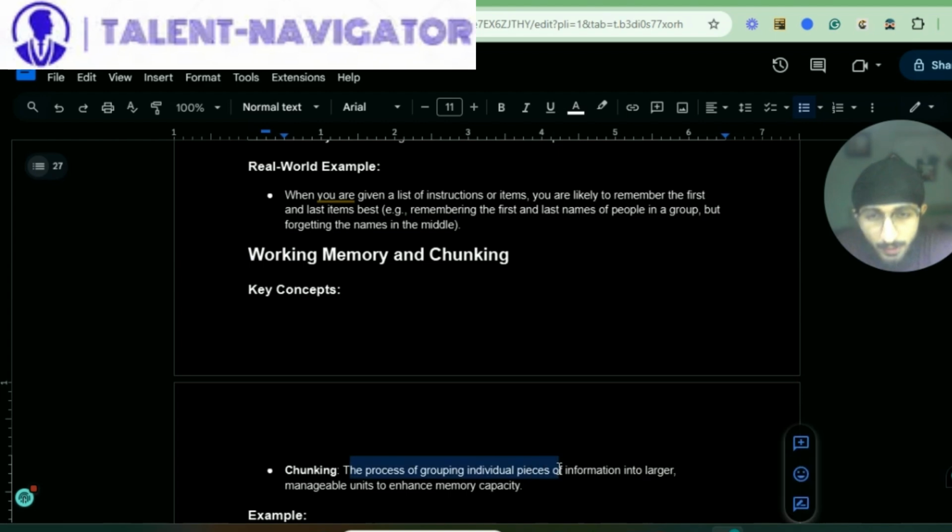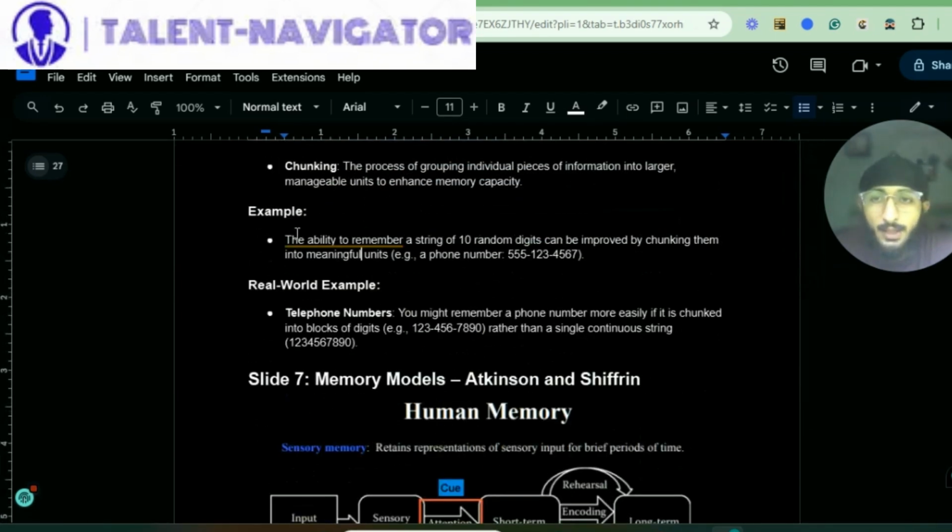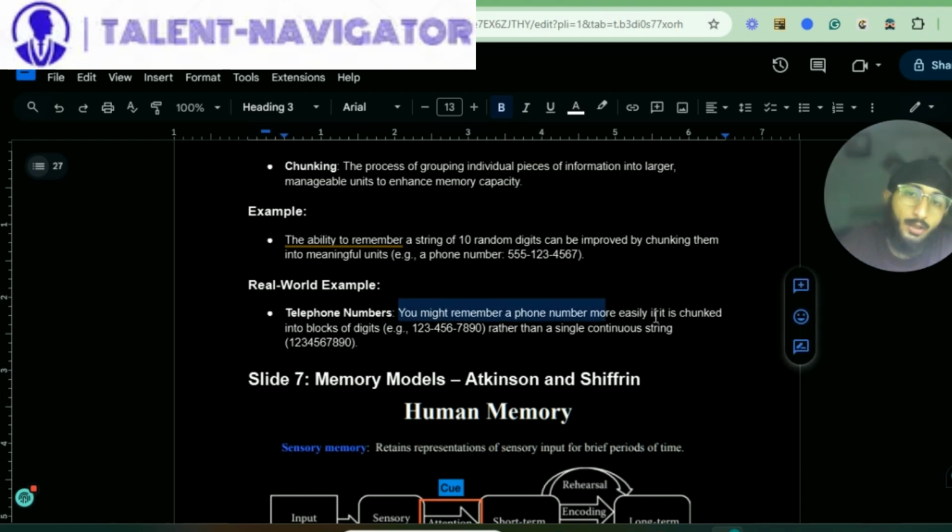Key concepts. Chunking is the process of grouping individual pieces of information into larger, manageable units to enhance memory capacity. Example: the ability to remember a string of 10 random digits can be improved by chunking them into meaningful units, for example, a phone number. Now, a real-world example, telephone numbers: you might remember a phone number more easily if it's chunked into blocks rather than a single continuous string.